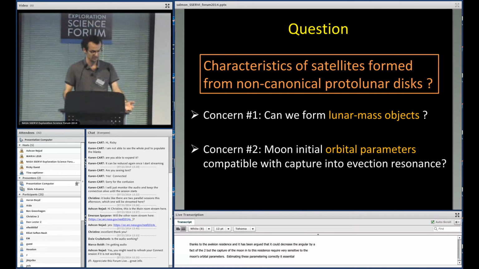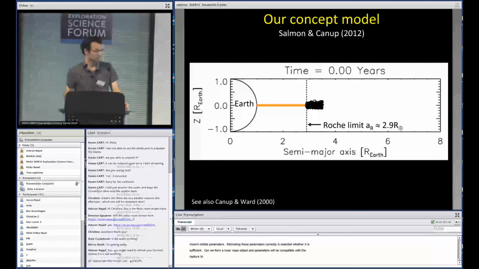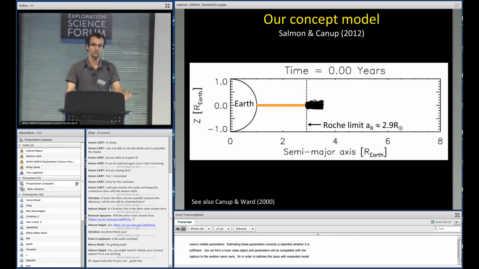So the questions we want to address here is basically, can we form lunar mass objects regarding our concern number 1, and would the Moon's initial orbital parameters be compatible with the capture into the evection resonance? So in order to address this issue, we've expanded a model we developed for the study of a canonical disk that we published in 2012.